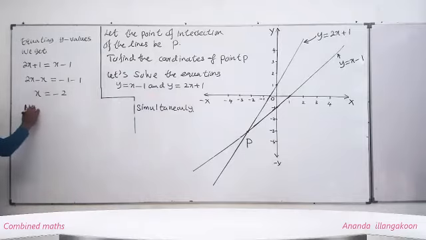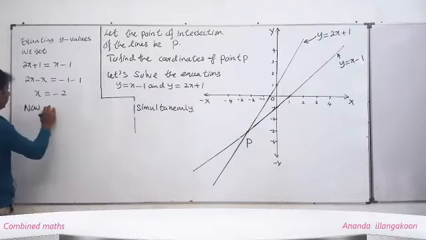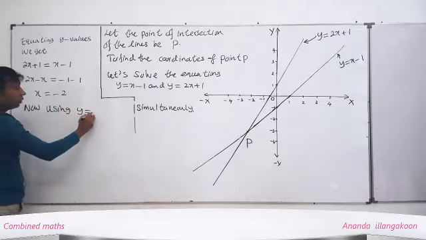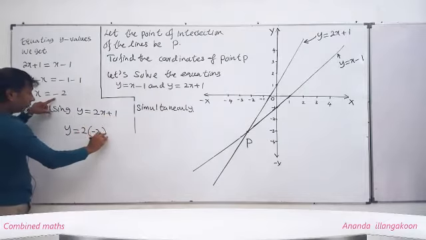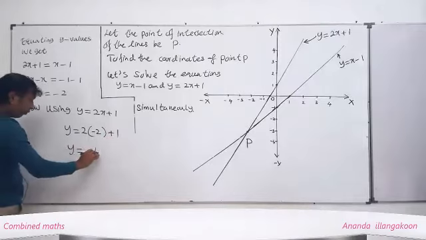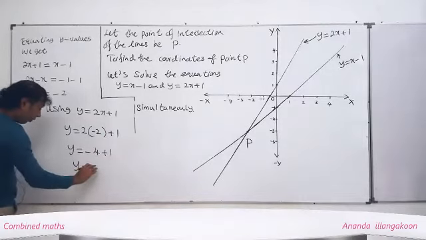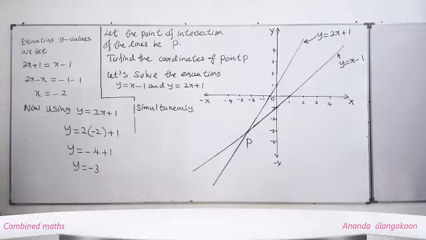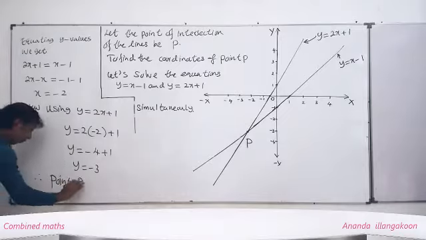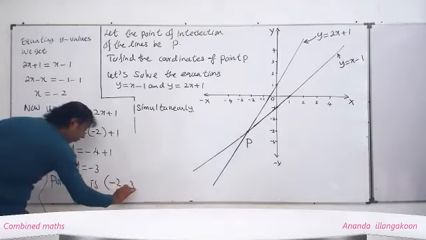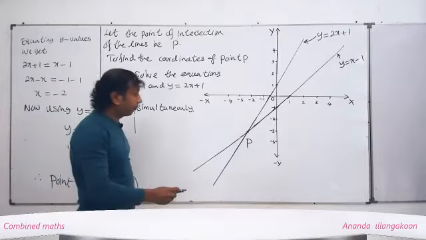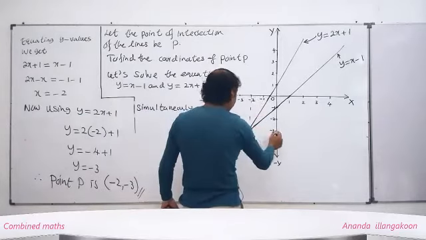Now, I'll take this one. Using y equals 2x plus 1, 2 times minus 2 plus 1, minus 4 plus 1, y is minus 3. Then the y coordinate also we found. Then what are the coordinates? Minus 2 and minus 3. Therefore, point P is minus 2, minus 3. Right, correct now, people? Approximately in our diagram, we get it this way.